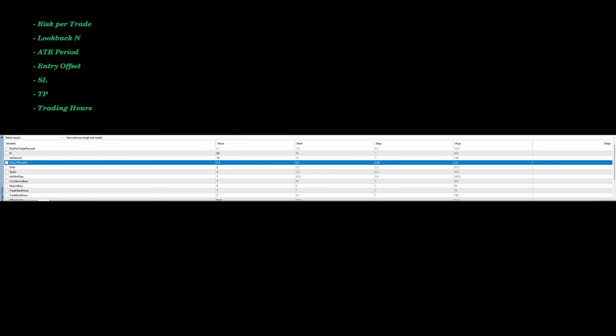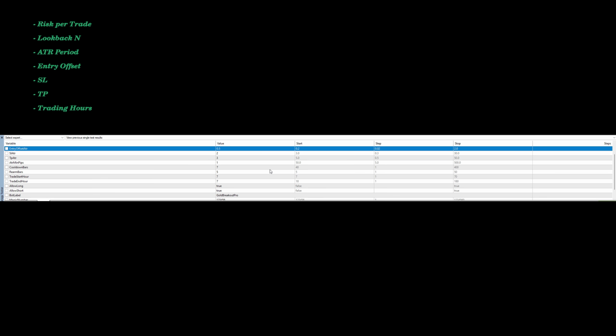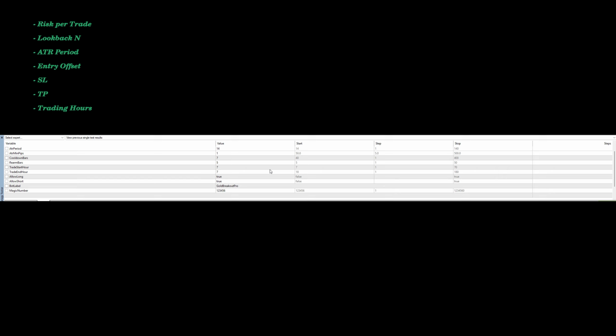The default settings are intended as a starting point, not as a promise of future performance. As with any automated trading system, I recommend testing the bot on a demo account before using real money.